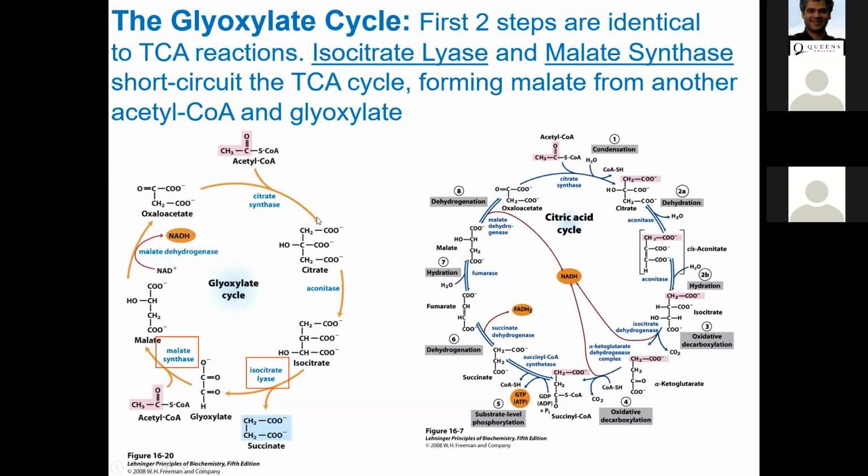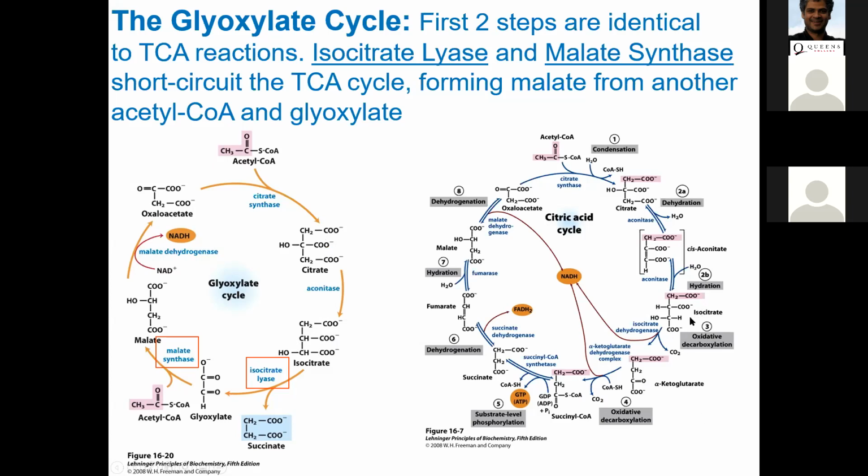Now, the glyoxylate cycle is shown here on the left, and your citric acid cycle reactions are shown here on the right, 8 steps. Let's count the reactions of the glyoxylate cycle. It looks like acetyl coenzyme A is entering the cycle, taking oxaloacetate and making citrate, just like in the citric acid cycle. Citrate synthase does that. Then citrate gets converted to isocitrate with the help of aconitase. That also happens in the citric acid cycle.